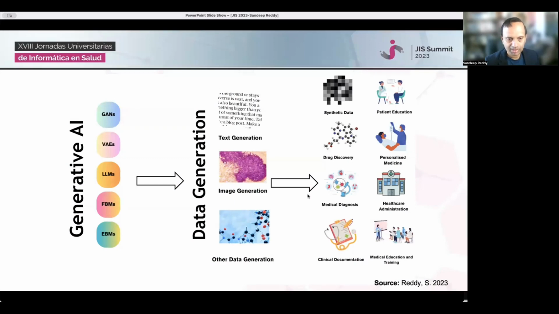Now, we got to remember large language models are part of the larger generative AI family. There are other models which form part of the family, including generative adversarial networks, VAEs, FBMs, and EBMs. And all of them generate some sort of data, including text data, image data, and synthetic data. And it's important to distinguish between generative AI and discriminative AI. Discriminative AI basically categorizes or classifies data. Generative AI generates new data based on the trained data.